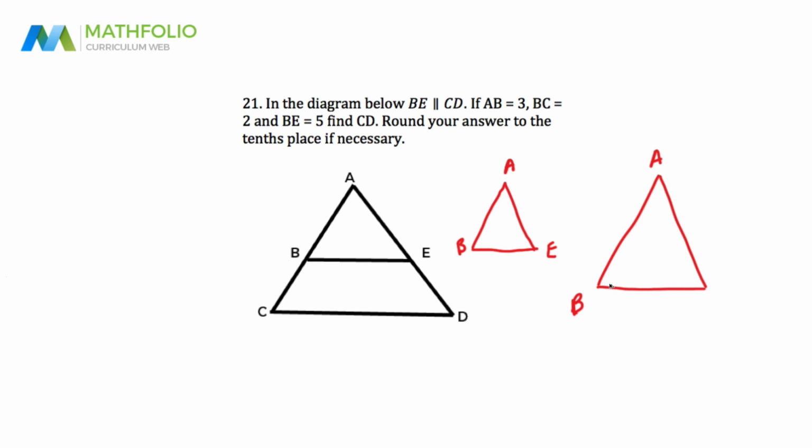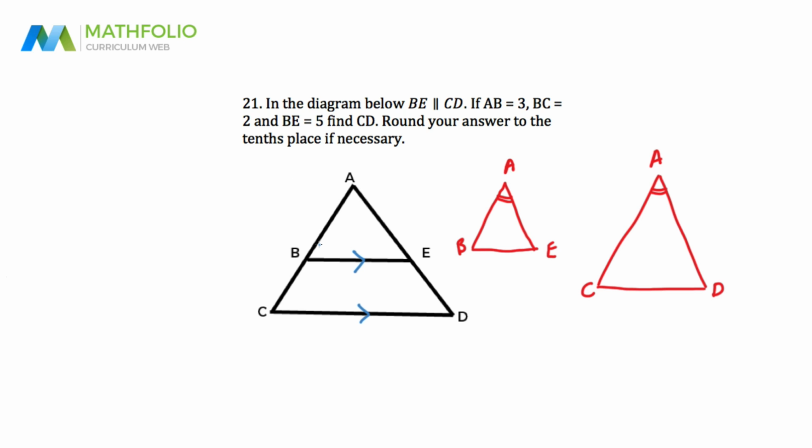Not B this time. A, C, D. So I'm going to label that because they do share this top angle. The other things that I'm going to label, well, we're told that BE is parallel to CD. So that tells us a whole bunch of things.